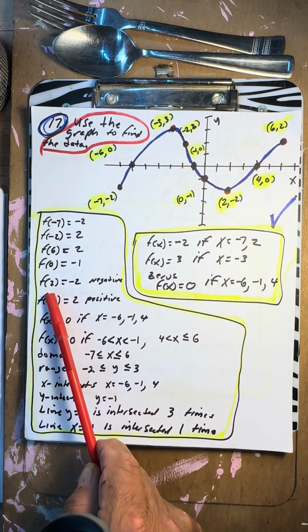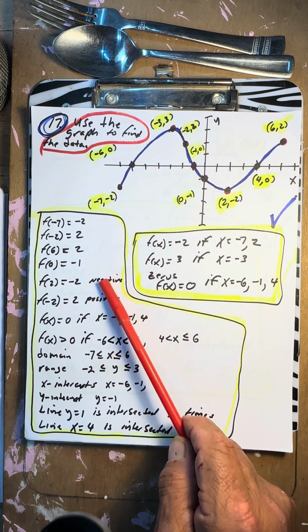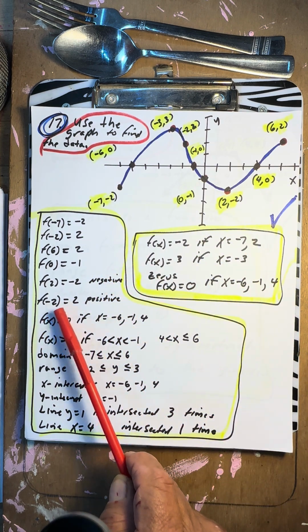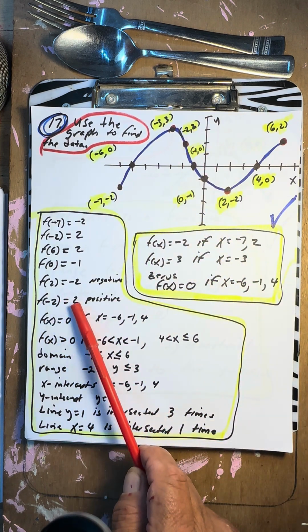F of 2 is equal to negative 2, right? F of 2 equals negative 2. Yep, so that's a negative answer. F of negative 2 is a positive 2. Okay, so f of negative 2 is a positive answer.